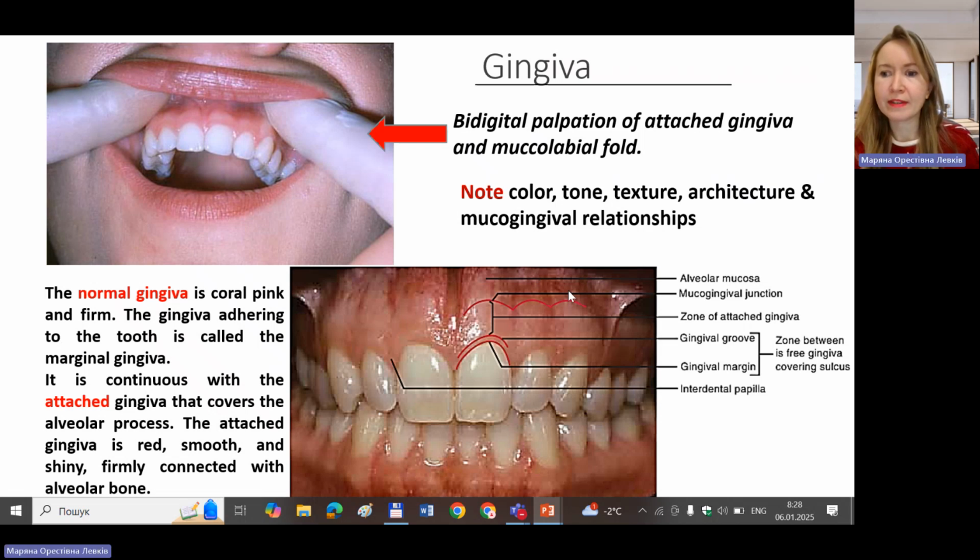So here you have the anatomy of gingiva: marginal, attached, and the mucobuccal fold can be seen over here. On this picture is shown the process of bidigital palpation of attached gingiva and mucolabial fold. Please note color, tone, texture, architecture, and mucogingival relationships.